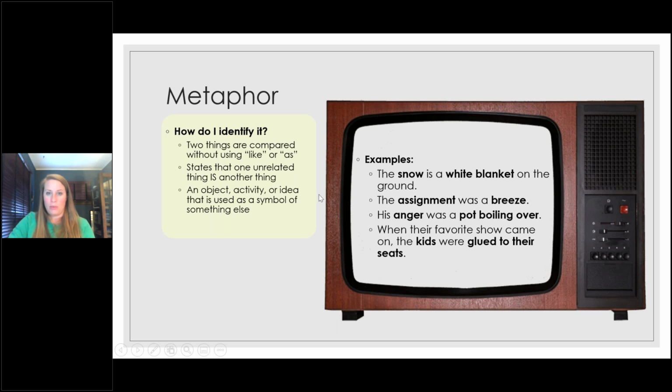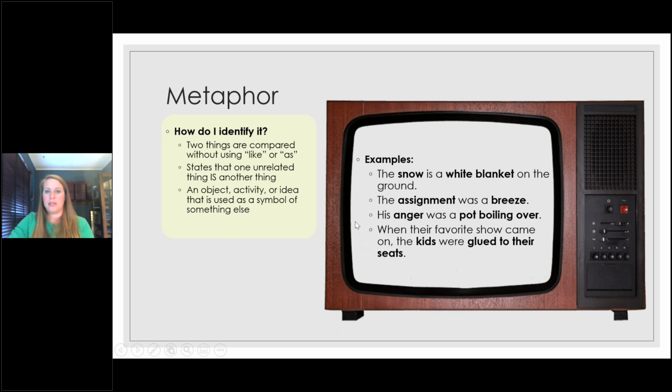The next example would be the assignment was a breeze. So we know that homework isn't like wind, but typically a breeze is something that's easy, light, and airy. So if someone says that the assignment was a breeze, we know that they're saying that it wasn't difficult, it was kind of easy to get through, no big deal.